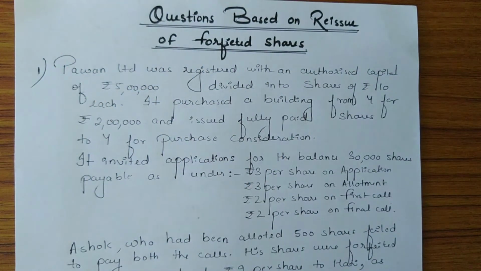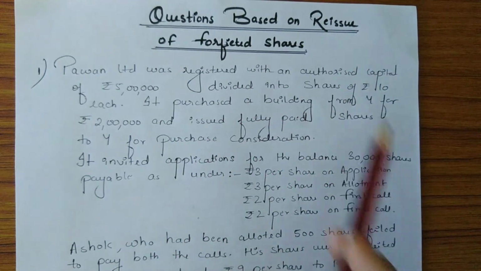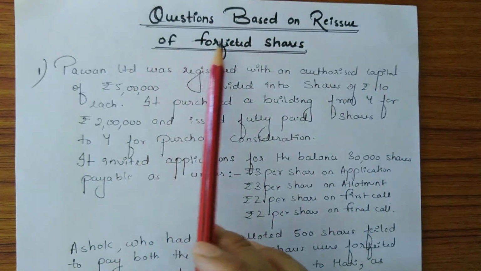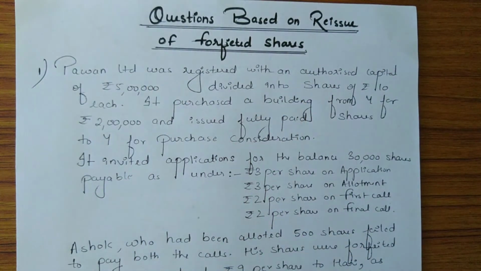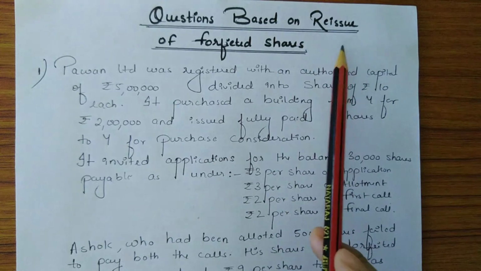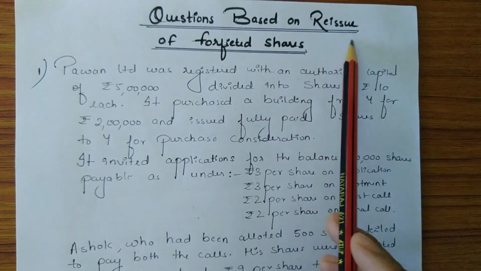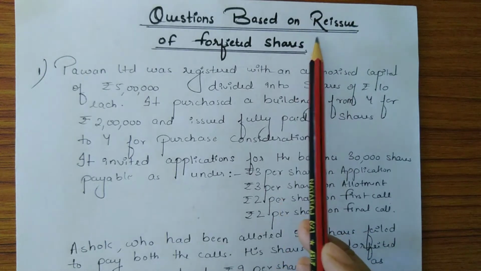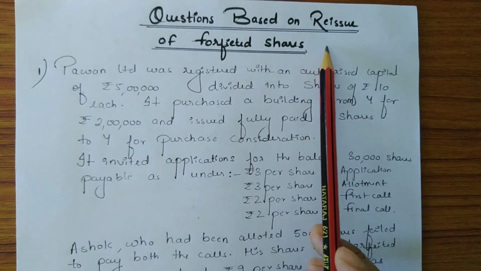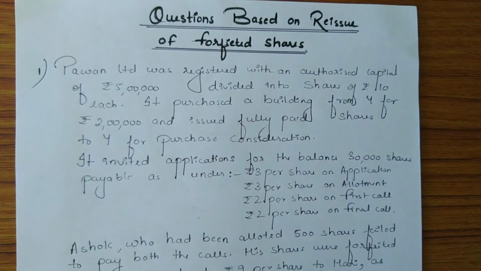Hello everyone. In the previous session we discussed the reissue of forfeited shares. Now in this session we will discuss some questions based on reissue of forfeited shares. As we know, what is reissue of forfeited shares? When the shares which were earlier forfeited on account of non-payment by the shareholders are issued again, it is known as reissue of forfeited shares.